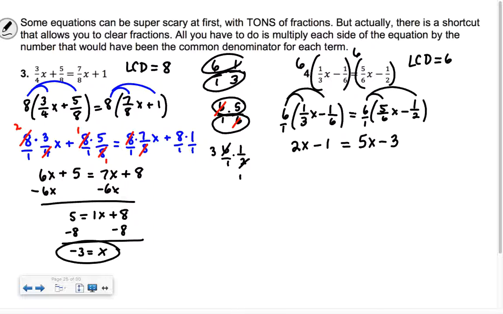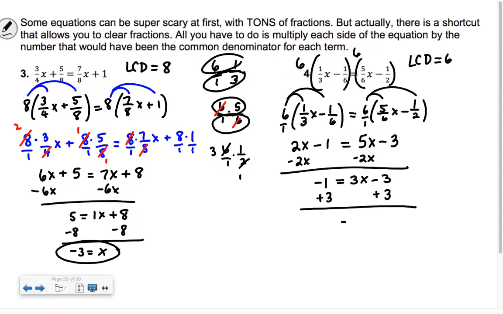All right, so we're going to solve for x. It's already simplified on each side, we're good. I'm going to subtract my 2x, subtract my 2x. I get negative 1 equals 3x minus 3. And I continue to solve. So I have x's on the right side, so I'm going to add 3 and add 3. What's negative 1 plus 3? 2. All right, and then I divide by 3.